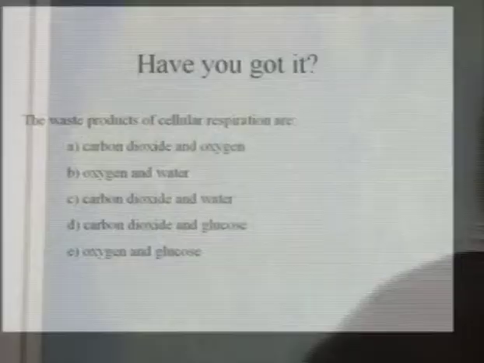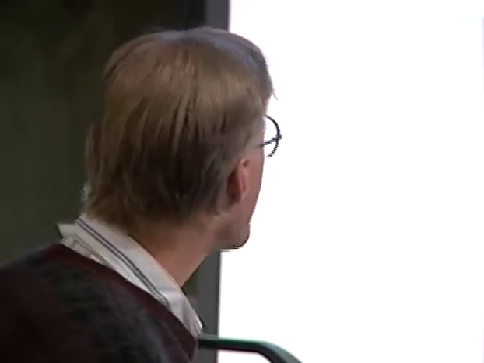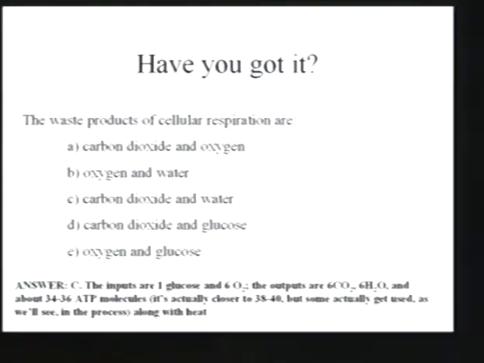To answer this question, just keep in mind that equation that I showed you a couple of slides back. You've got glucose and oxygen going in. You've got carbon dioxide, water, and energy coming out in the form of ATP. So the answer is, of course, C. Inputs are 1 glucose, 6 O2s. The outputs are 6 CO2, 6 H2O, and around 34 to 36 ATP.